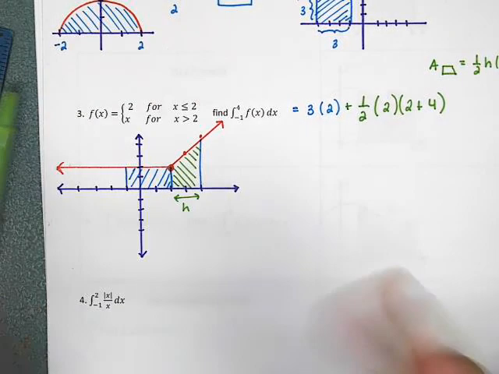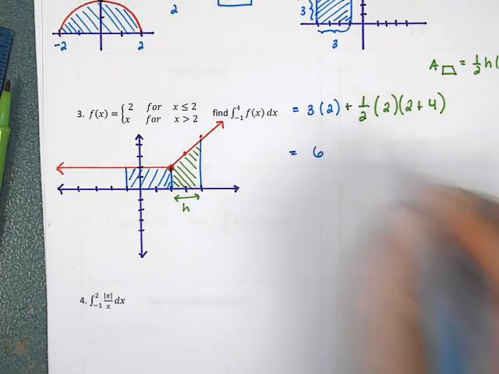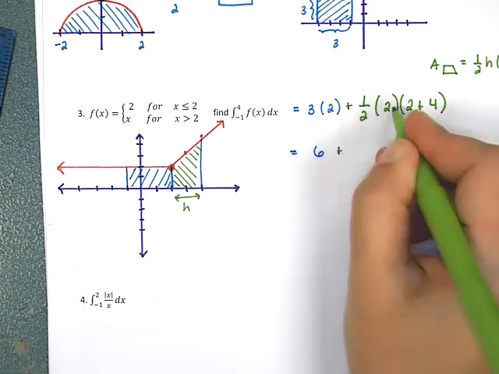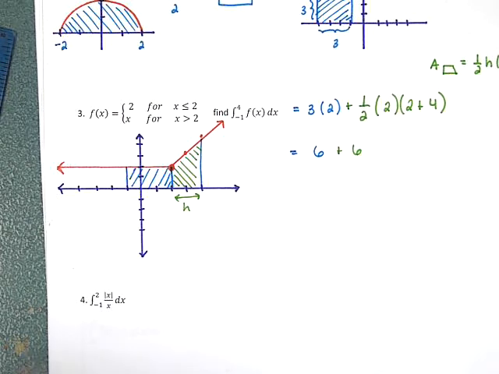So now if I do some computations, I'm going to have 6 plus half of 2 is just 1, so 6, and then that gives me a total of 12.